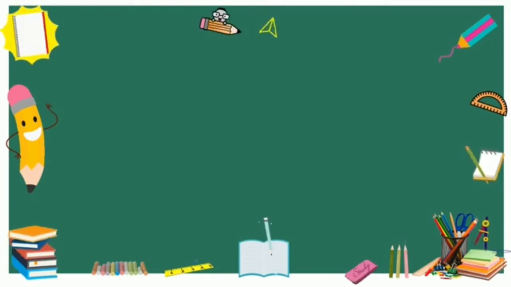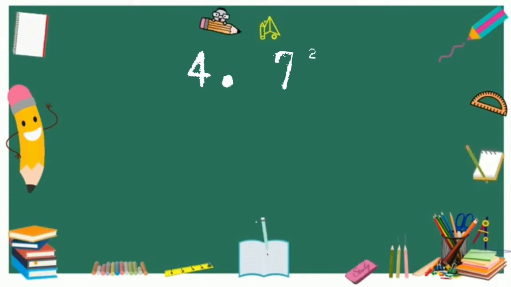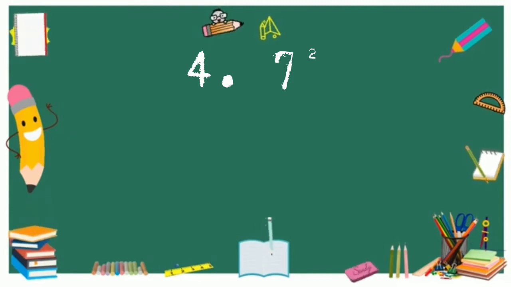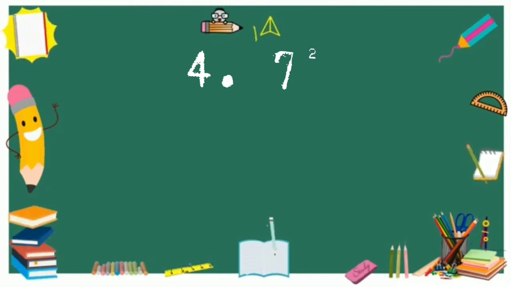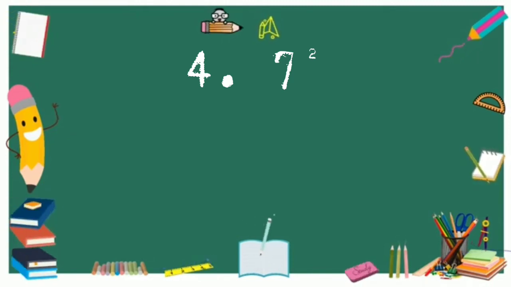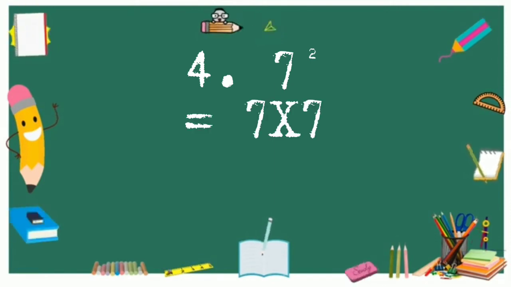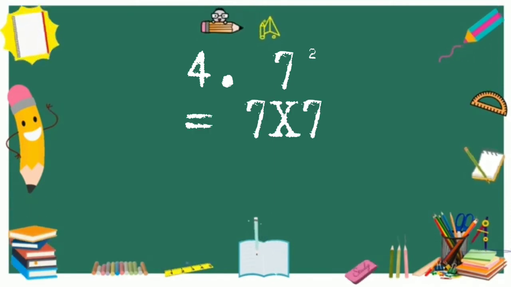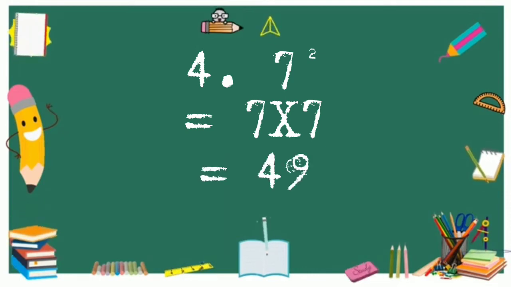Going forward to number 4, we have 7 squared, or 7 raised to the power of 2, where we say 7 times 7. And 7 times 7 is equal to 49.